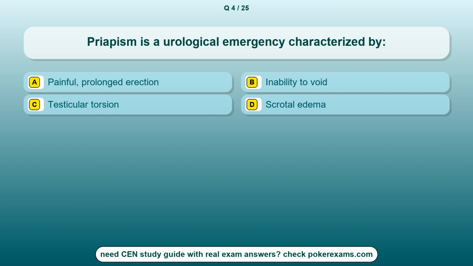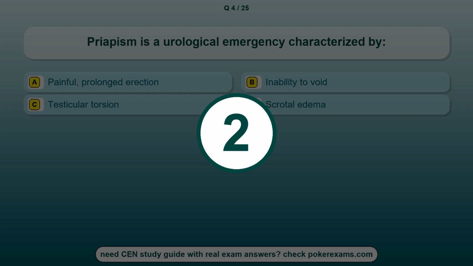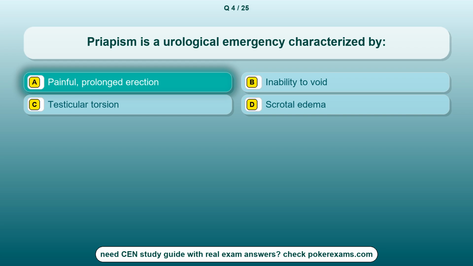Question 4. Priapism is a urological emergency characterized by Option A. Painful, prolonged erection. Option B. Inability to void. Option C. Testicular torsion. Option D. Scrotal edema. The correct answer is option A. Painful, prolonged erection.